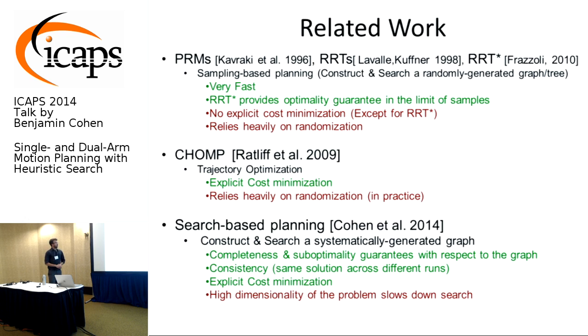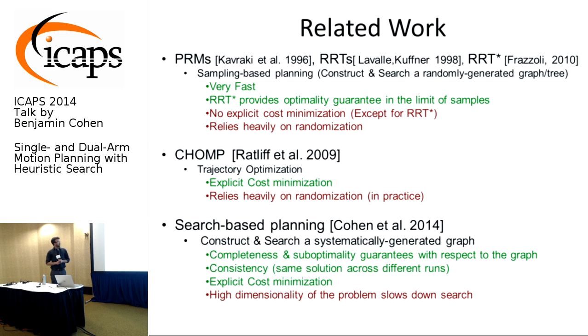CHOMP is a form of trajectory optimization that does give you explicit cost minimization. The paths look pretty good, but at times they rely heavily on randomization to get around deep local minima to give you good feasible paths. So you don't actually get the consistency from there.